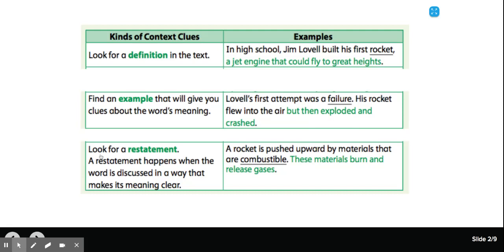Another kind of context clue is a restatement. A restatement happens when the word is discussed in a way that makes its meaning clear. A rocket is pushed upward by materials that are combustible. These materials burn and release gases. So any material that burns and releases gases can be classified as combustible.